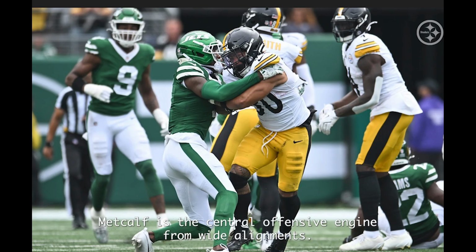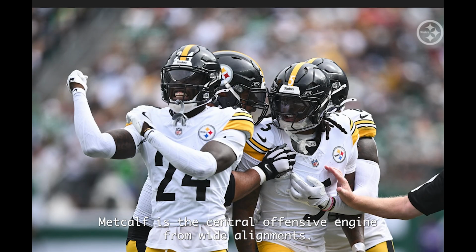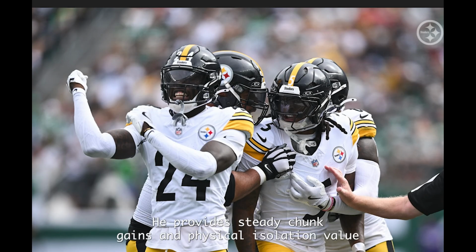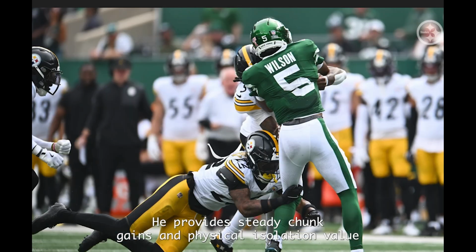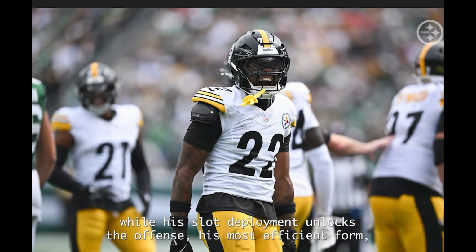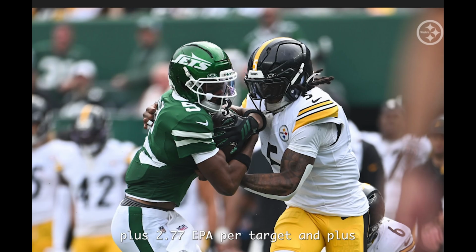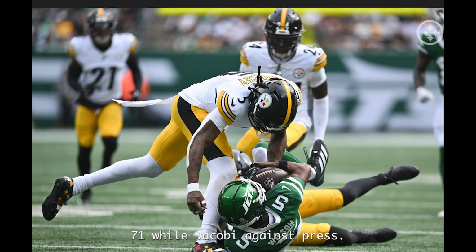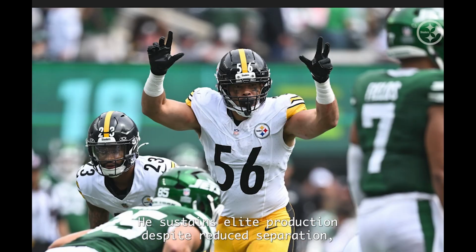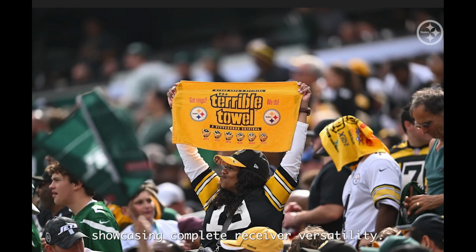Comparative analysis by player. DK Metcalf is the central offensive engine. From wide alignments, he provides steady chunk gains and physical isolation value, plus 11.0 EPA, while his slot deployment unlocks the offense's most efficient form, plus 2.77 EPA per target, and plus 71 YACOE. Against press, he sustains elite production despite reduced separation, showcasing complete receiver versatility.